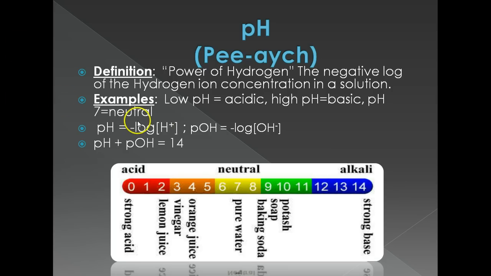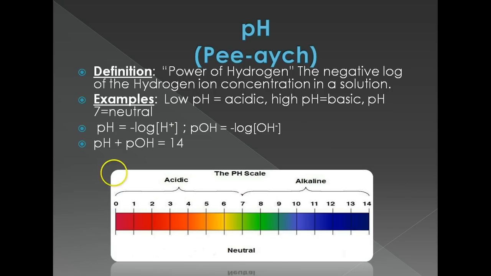So strong bases will be on the right side, here with a strong base with a pH of 14. Neutral things have a pH of 7, like pure water, and acids have a low pH. The continuum goes from 0 to 14.